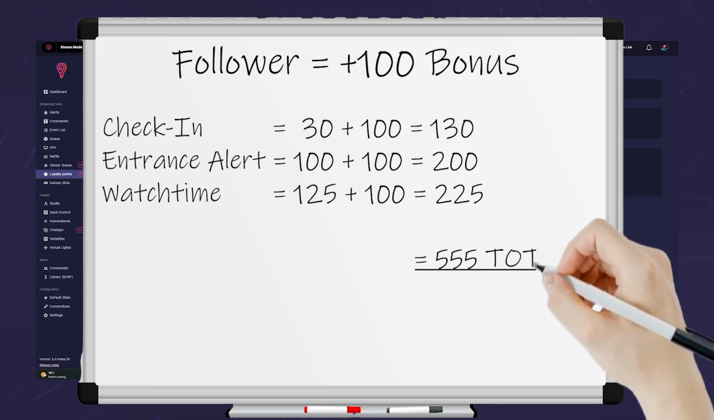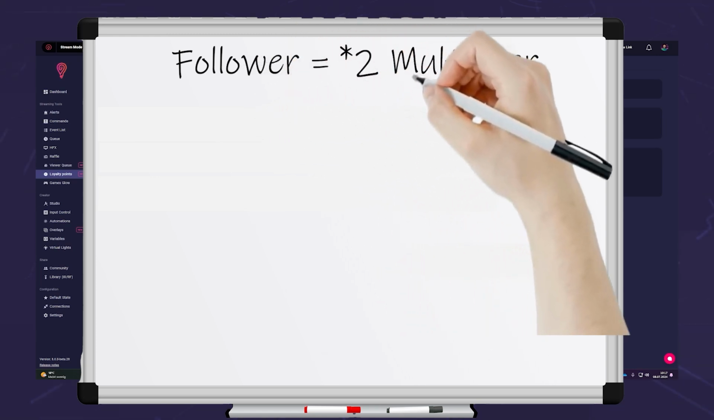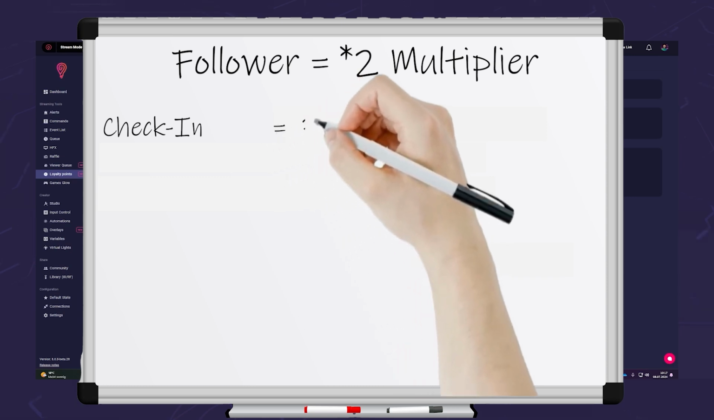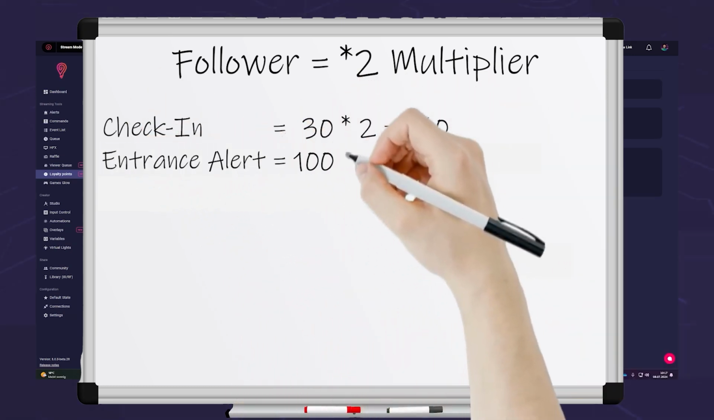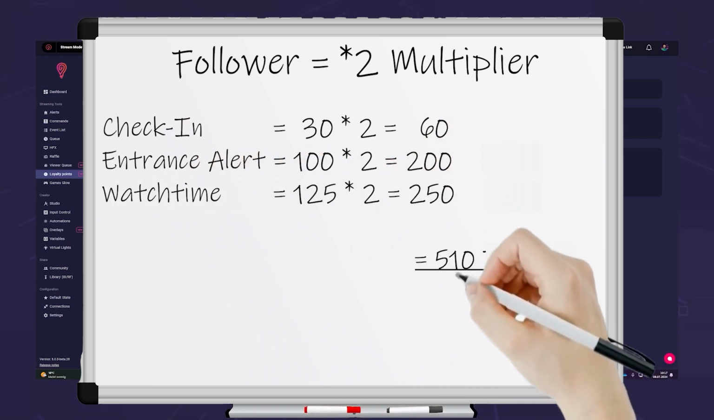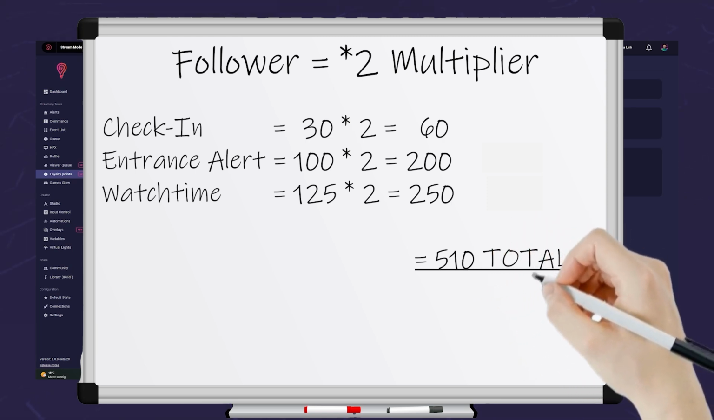Multiply means the points are multiplied. So, assuming follow is set to multiplied by 2, the follower would get 60 for check-in, 200 for the entrance and 250 for the watch time. So in total 510 points. You will probably need to experiment a bit until you have built your personal economy.